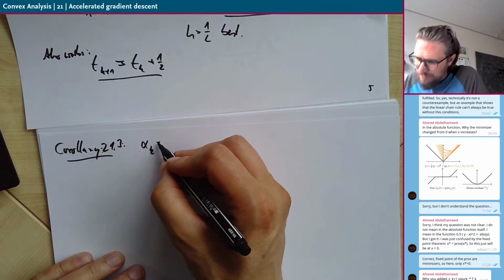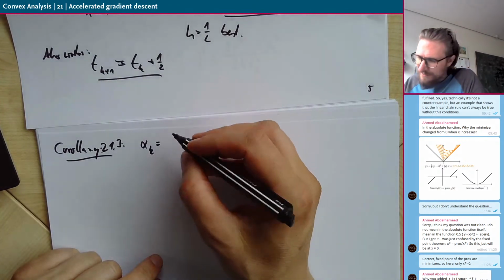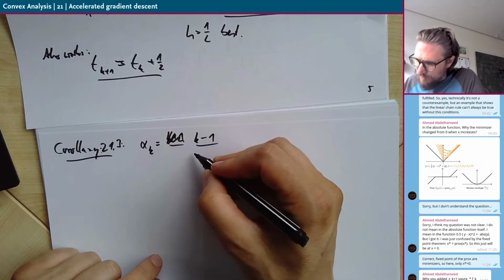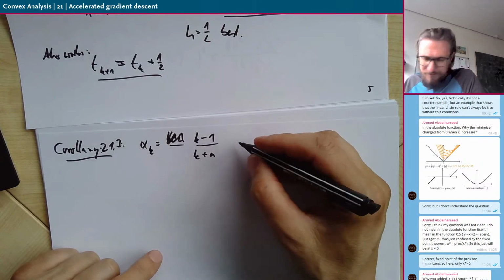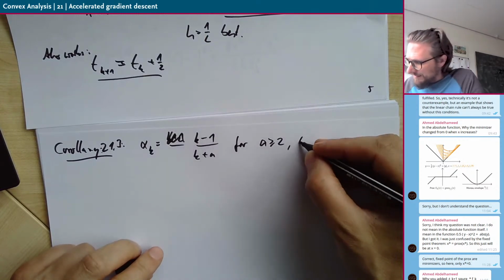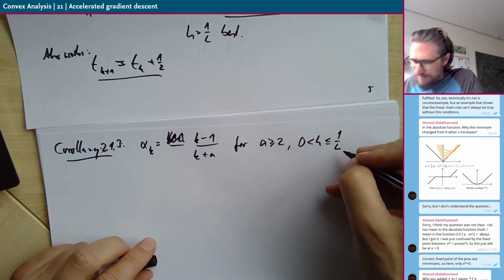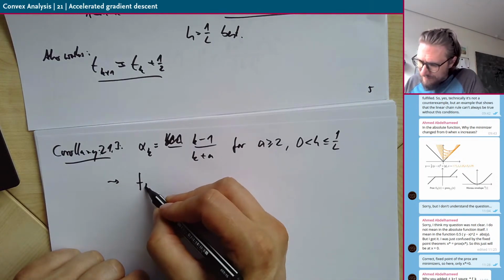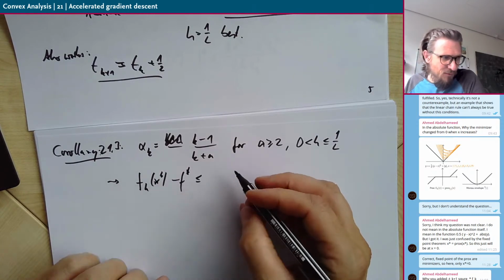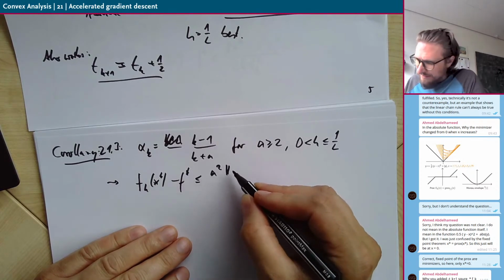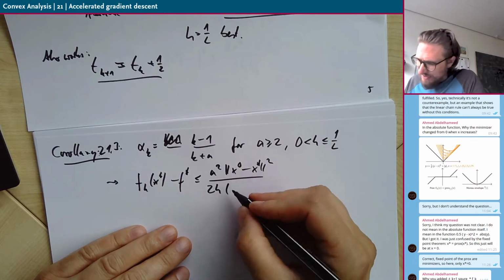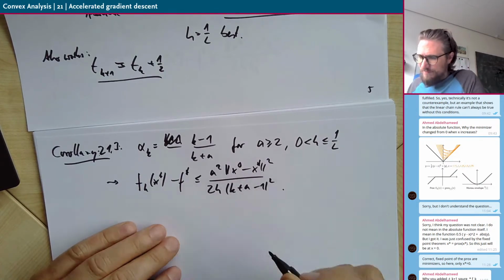You can take the alpha k, so you can just revert to the alpha k, and this then looks like k plus 1, k minus 1 over k plus a, for some a larger equal to 2, and h may still be like this, and then you get f of xk minus the best value smaller equal to, you get a squared x0 minus x star squared over, and here you get 2h k plus a minus 1 squared.